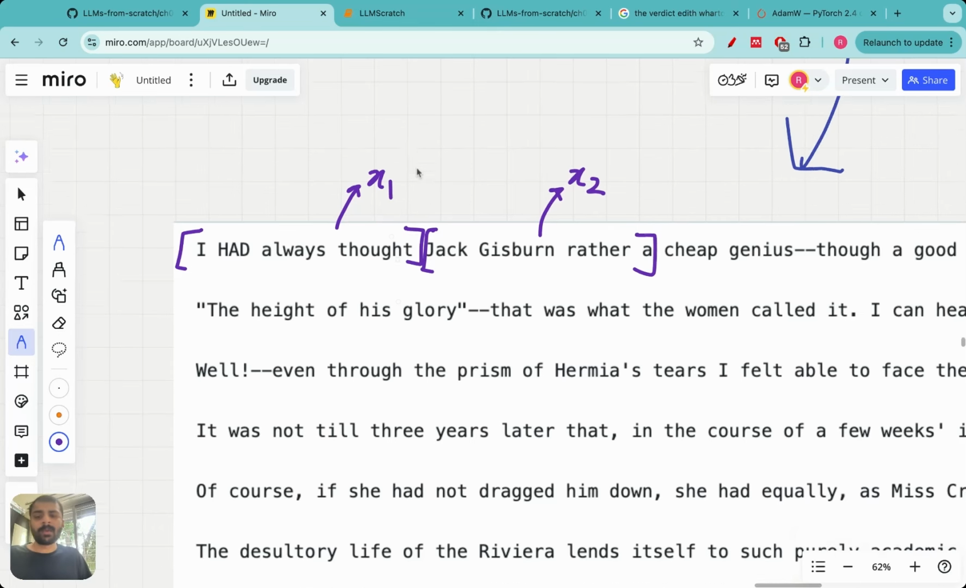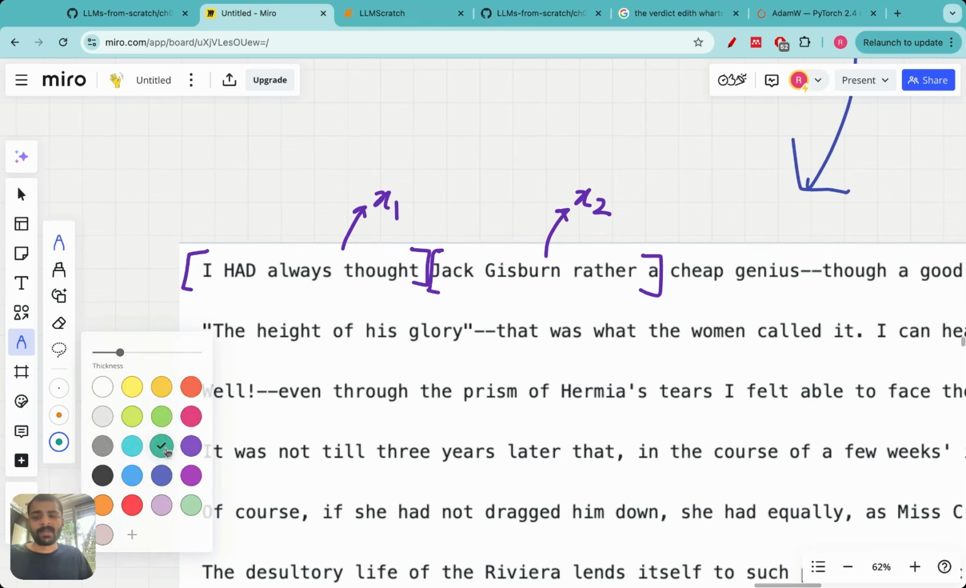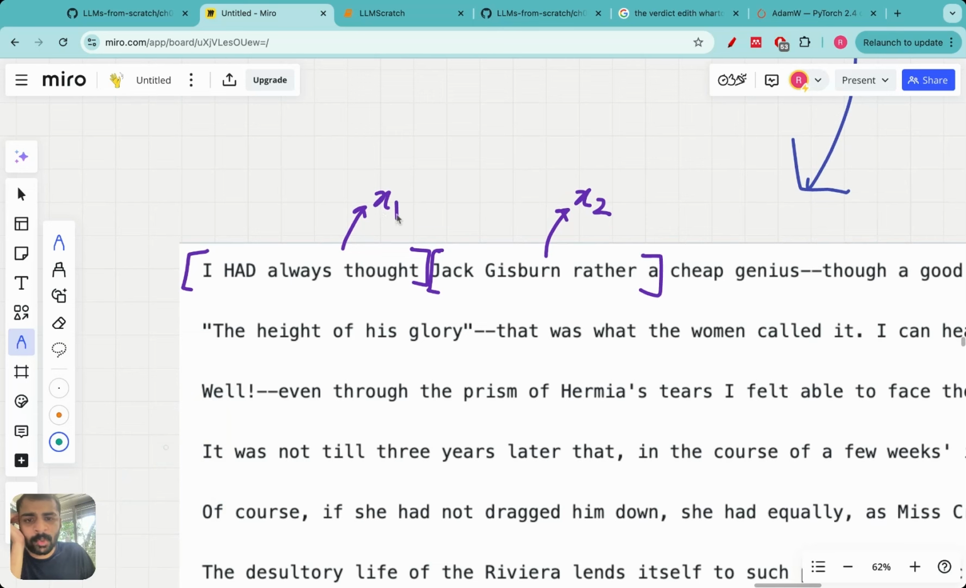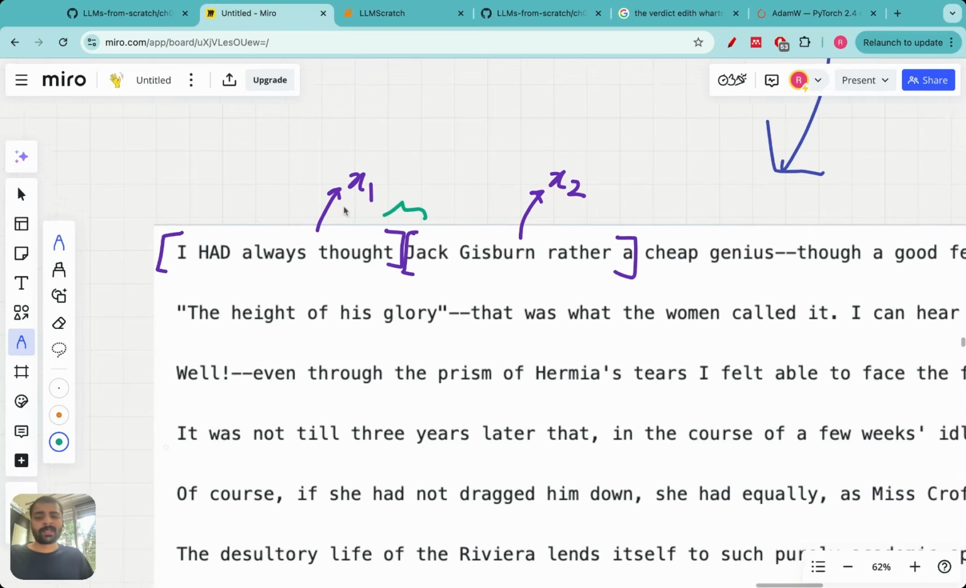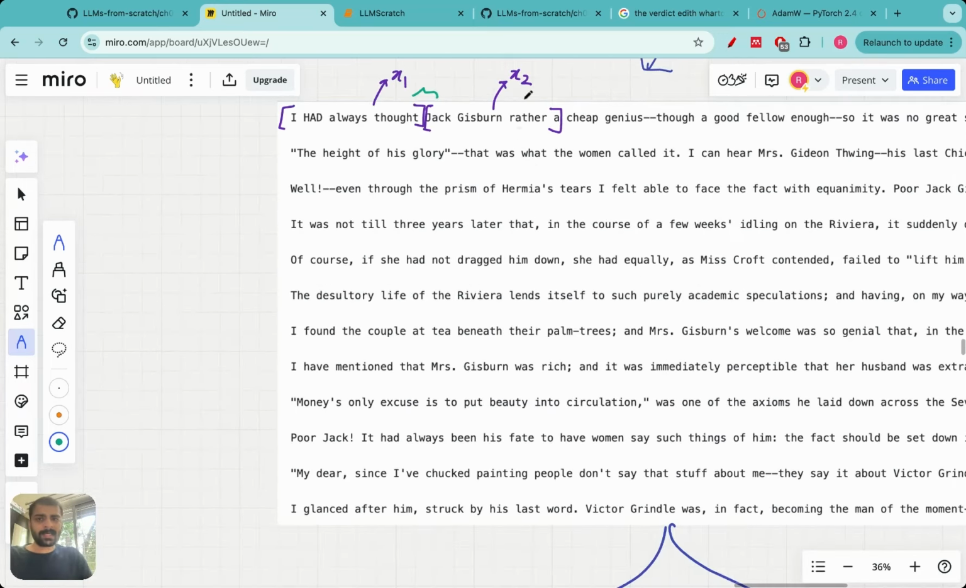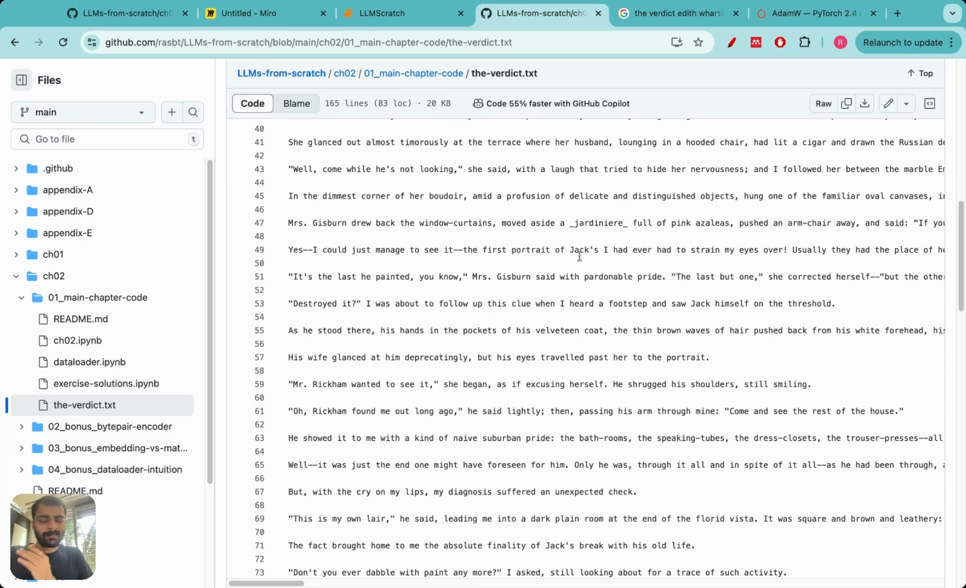Here there is one more important variable which is called stride. If you see between input 1 and input 2, there is no overlap, right? Because the stride is equal to 4. So the stride is usually equal to the context size. So x1, x2, and similarly we go through the entire data set like this and we get the input.